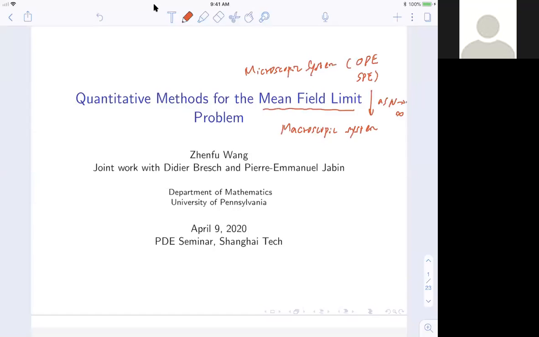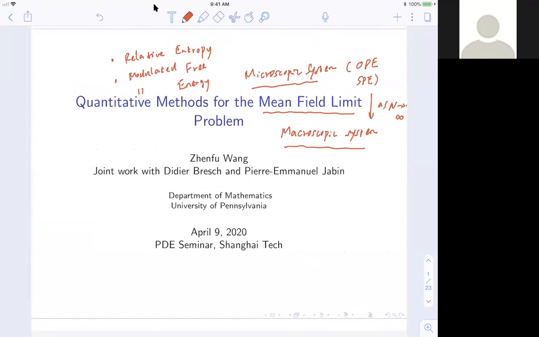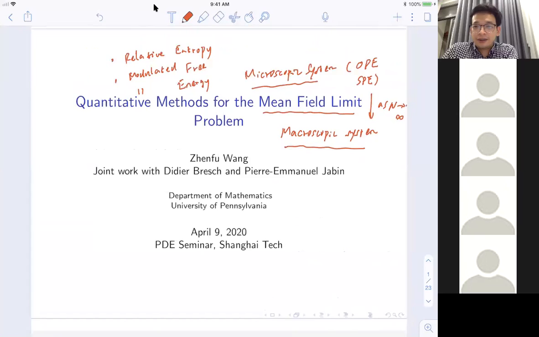So quantitative methods, basically here I will present two methods. One is relative entropy. So this is the first. Another one is modulated free energy. Using these methods, we can quantitatively control the distance between the microscopic system and the macroscopic system. So you will see more details later. Those are joint work with Pierre-Emmanuel and also recently with Didier Bresch.